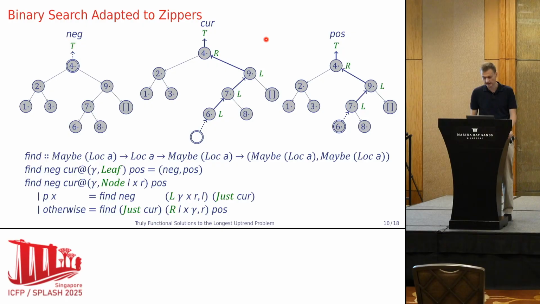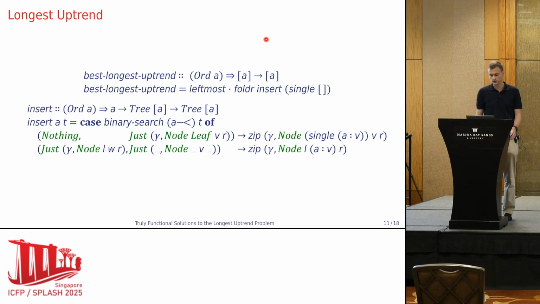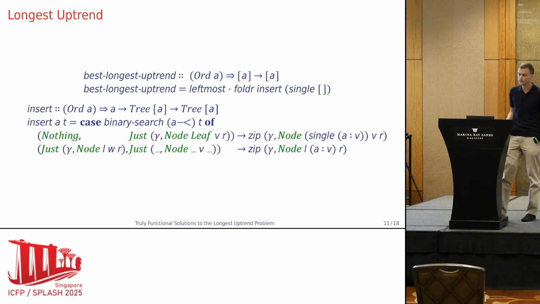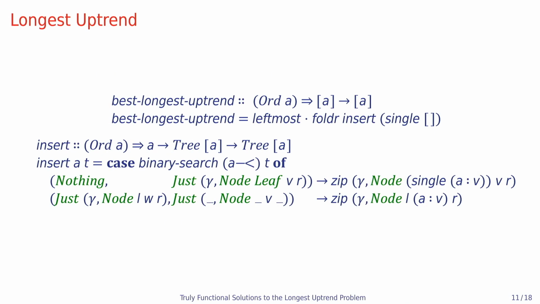So how does this help now with the longest uptrend problem? Now the longest uptrend function starts as in the imperative solution, with a singleton tree, in this case containing the empty uptrend. That's always a solution, that's always an uptrend, and in the end we return the leftmost uptrend in the tree, so that's then the largest one.